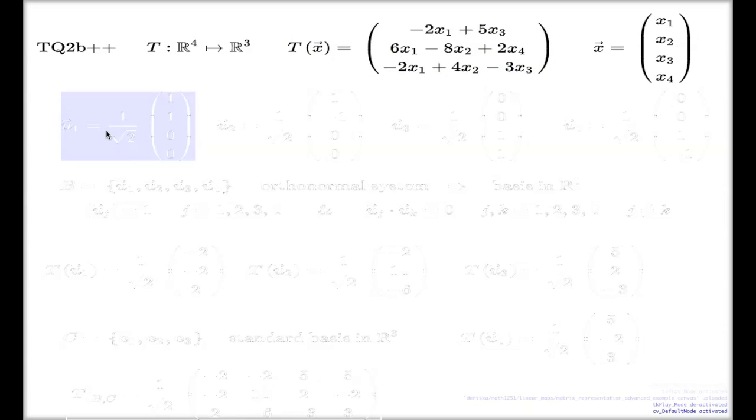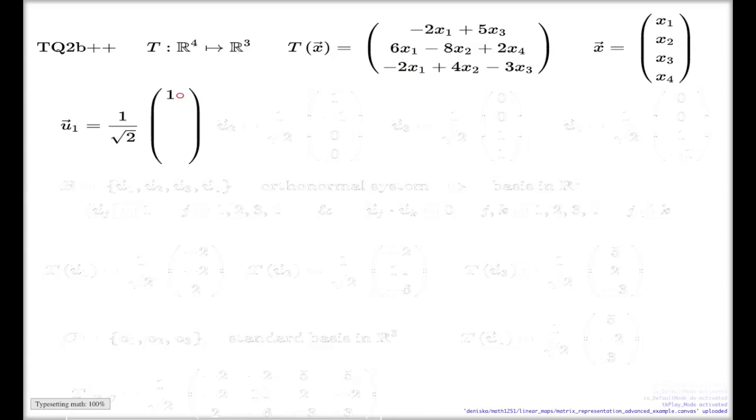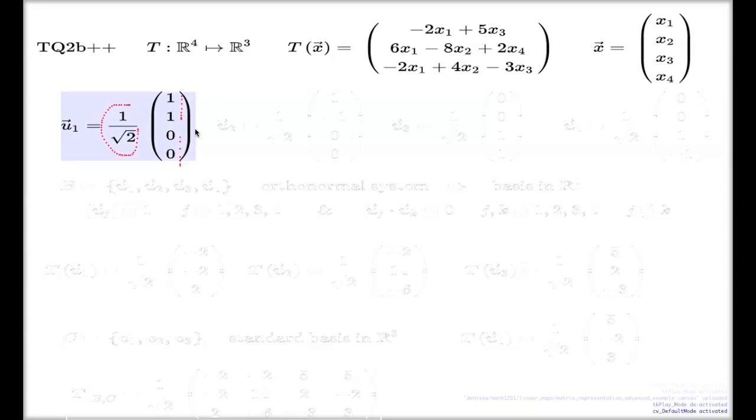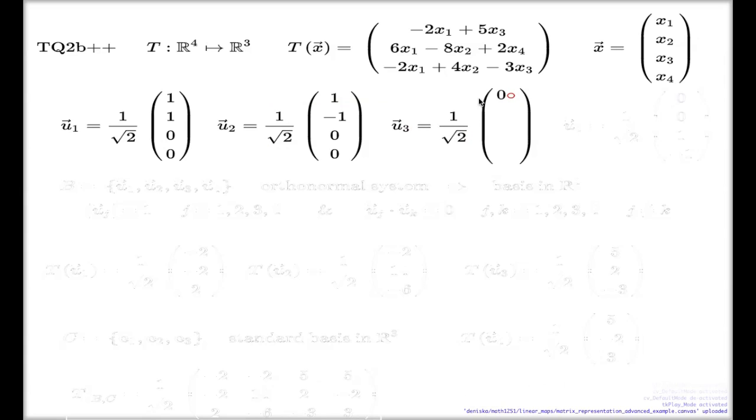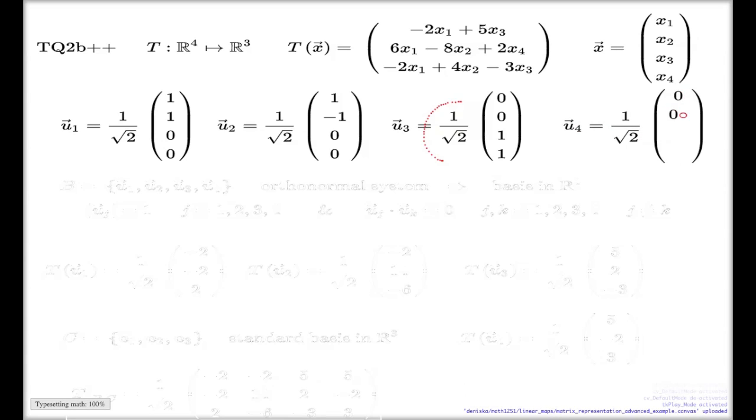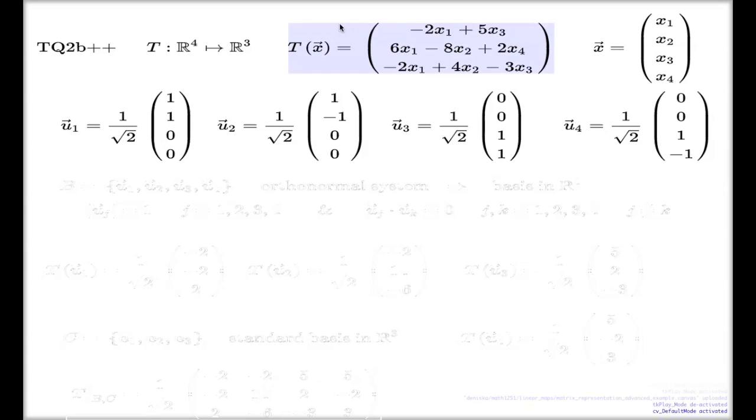So here's my new basis. U1 is the vector like this: 1, 1, 0, 0, and we have some scaling in front. U2, again some scaling, and 1, negative 1, 0, 0. U3, again some scaling, and 0, 0, 1, 1. And U4 is a vector like this: scaling, 0, 0, 1, negative 1. These 4 vectors come from R4. I claim this will be a basis.